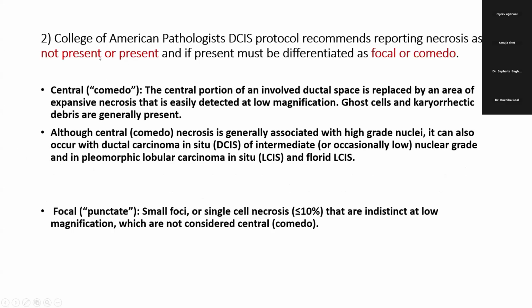So the second, after the architecture, we have to comment on necrosis, as I've already emphasized. The comedo necrosis can be of two types: either central, which is more grave, and it has a high risk of recurrence. The central is expansile necrosis, we say. And we have the focal or punctate necrosis. We should always mention this while we are reporting. The punctate or focal necrosis is a single cell necrosis comprising less than 10% of the entire lumen. If the whole lumen is 100%, this has to be less than 10% to qualify as focal.